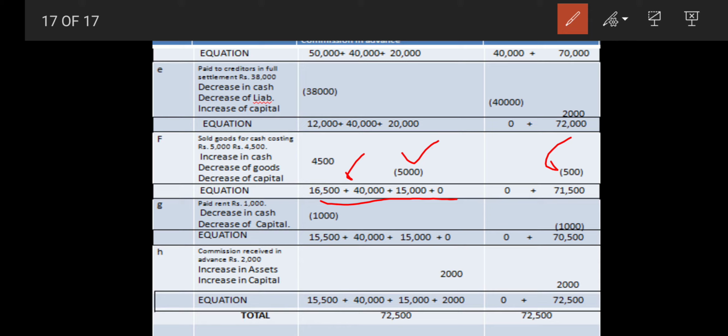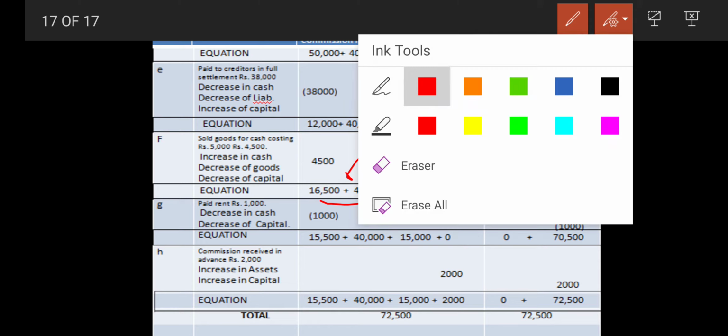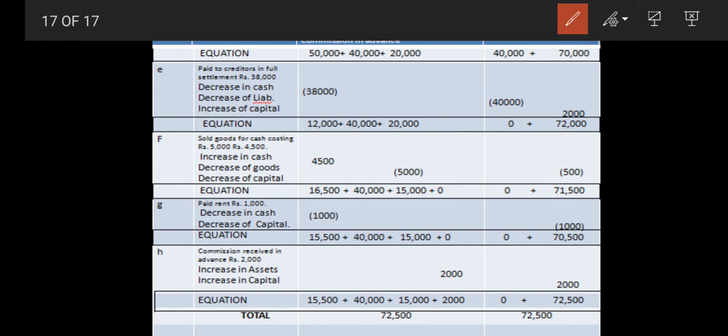Then comes your next point, and that is paid rent rupees 1,000. So rent is paid 1,000, so that gives you the effect of decrease in cash and decrease in capital because it is an expense. So we are incurring an expense and we are decreasing our capital, right? So this way this will be over. But now we have to move on with the next part, and that is our last transaction. And under this last transaction we will be understanding that commission received in advance, right?